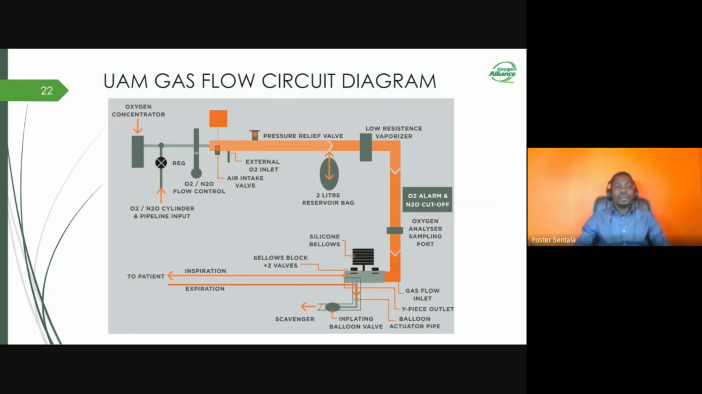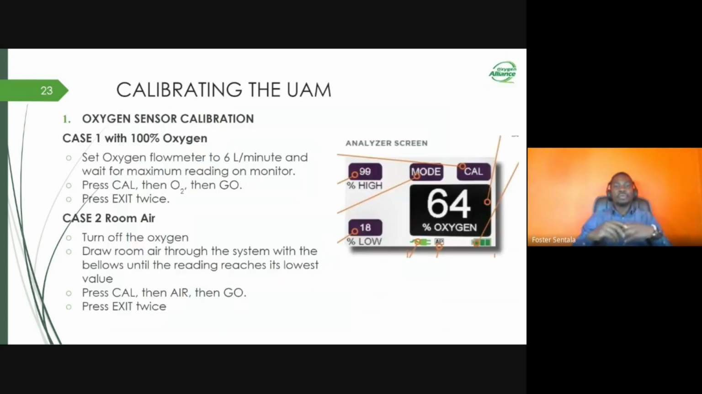Finally, I'll handle some of the things that you have to check before you start to use the machine, or if you are using the machine between patients. It is recommended that you calibrate the machine at the start of every operating session. The most important things to calibrate are the oxygen sensor and the pressure sensors.